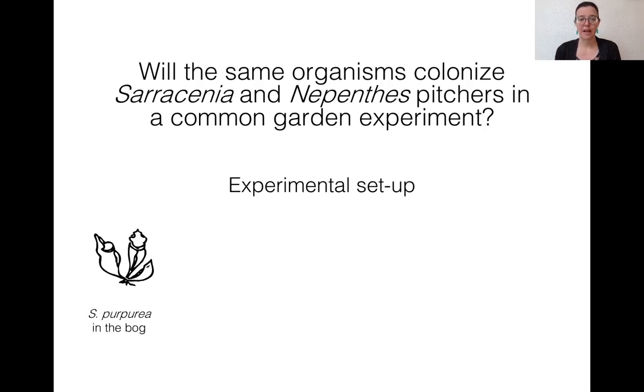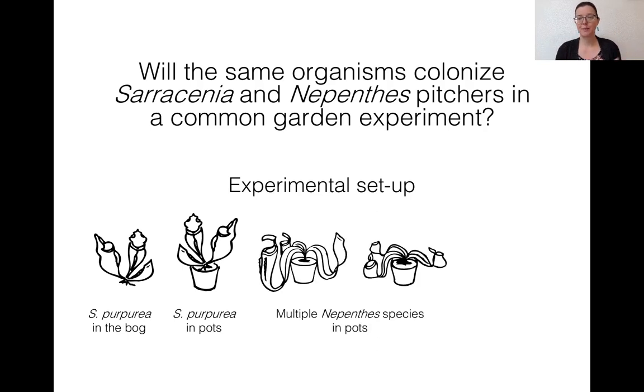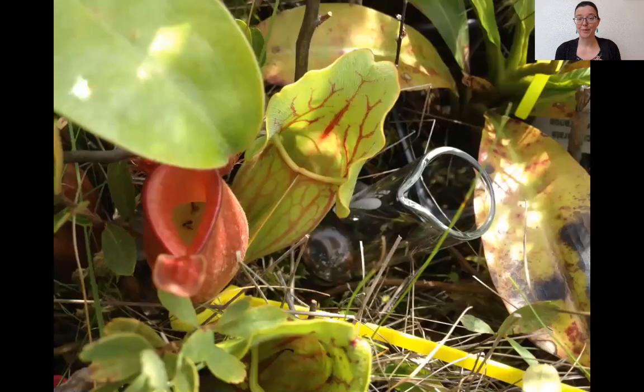For this experiment, we were using Sarracenia purpurea in the bog where they were growing naturally in Massachusetts. We also had them in pots as a pot control. And then we had multiple different Nepenthes species in pots that were put out in the bog over the summertime with these Sarracenia. We also had sterile glass tubes with or without prey to be able to compare with these pitcher plants. And this is what the setup looked like. So you can see here is a Nepenthes pitcher already catching some insect prey, a native Sarracenia pitcher that was local to this habitat, and then the glass tube.